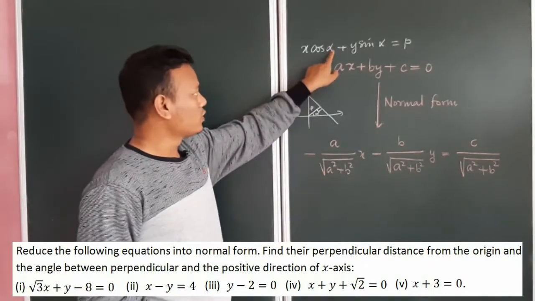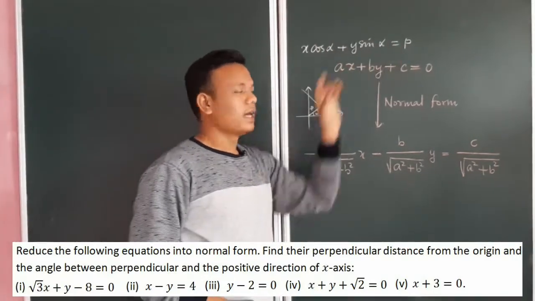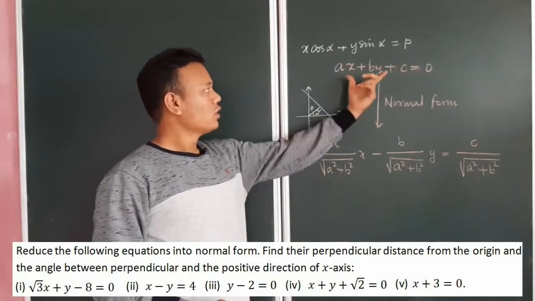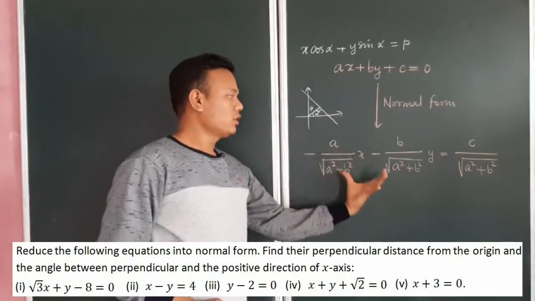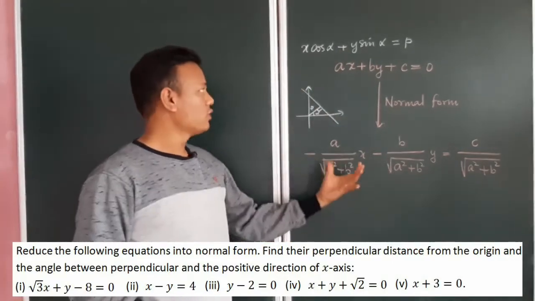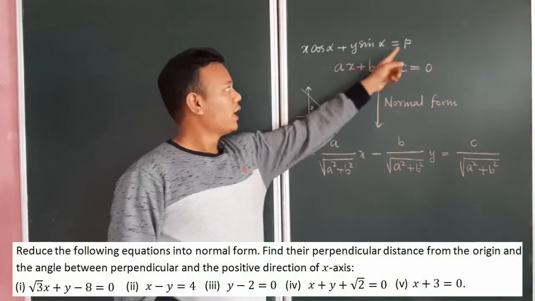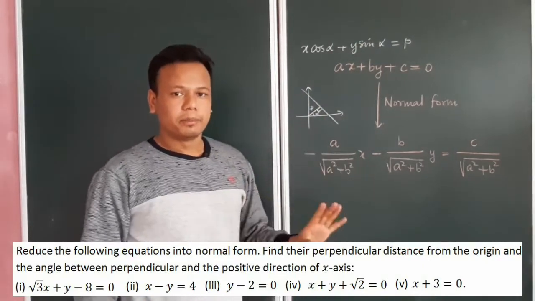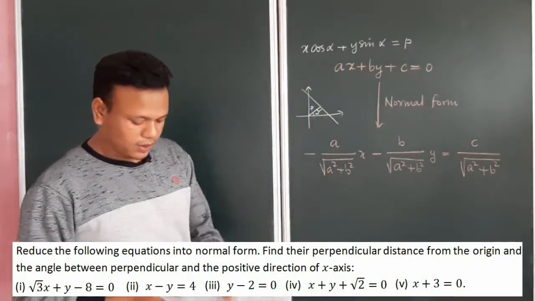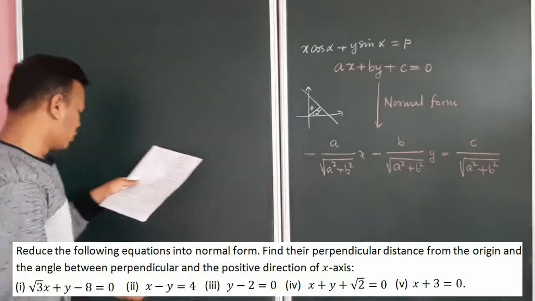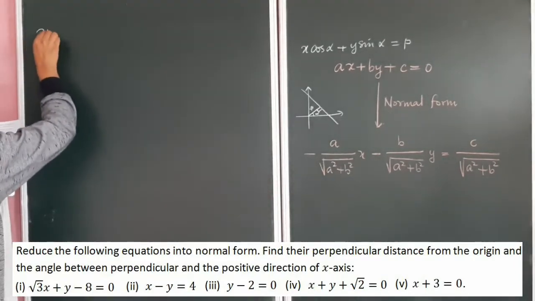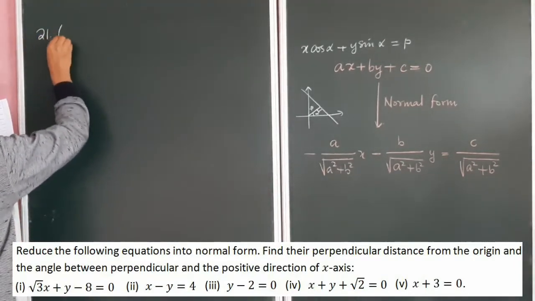Here we need to find what alpha is and what P is as well. First let us try to reduce the given equation into this form. After reducing, we'll be able to find cos alpha and we'll be able to find P as well. Alright, so let us see the first question. So question number 21, number 1.